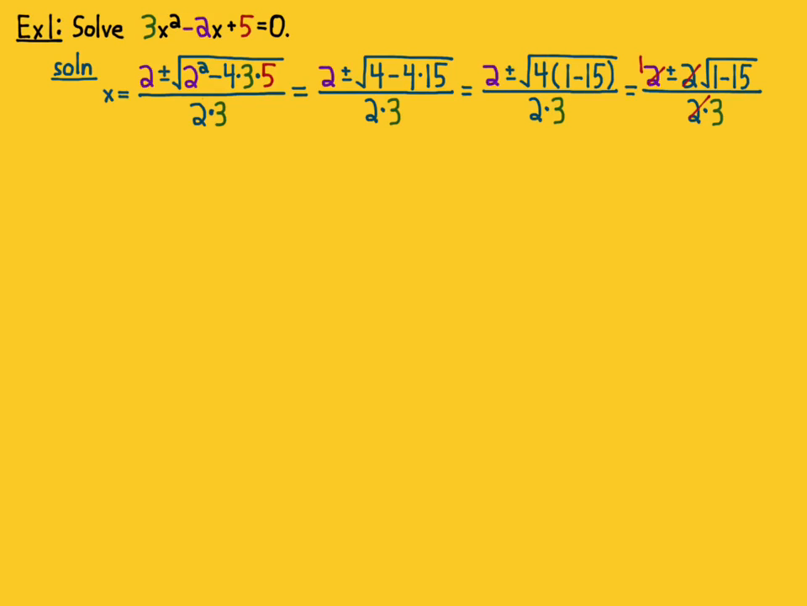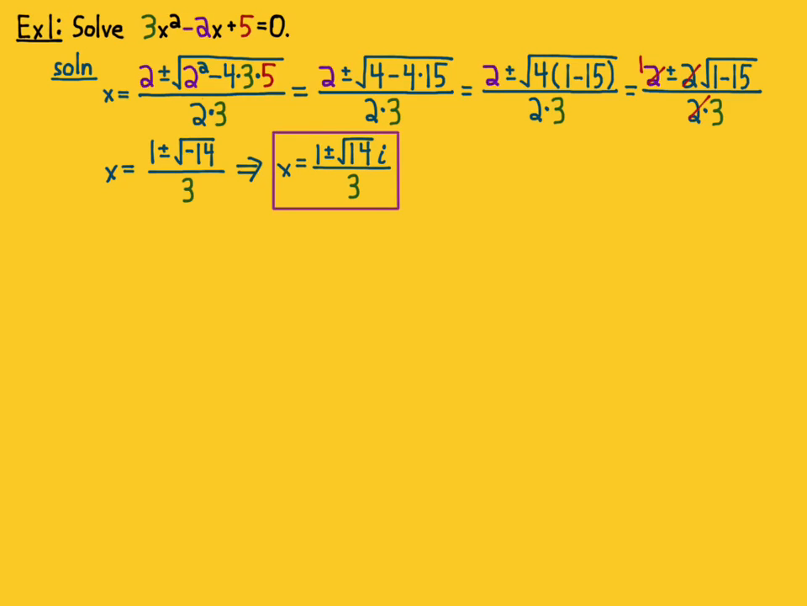Now what did I do here? I didn't just cross off a bunch of 2's. What I'm doing is the 2 on the bottom, I'm dividing the 2 2's on top by the 2 on the bottom. So I'm dividing each term on top, there's only 2 of them, by the 2 on the bottom. You can do that. So I get x equals 1 plus or minus square root of negative 14 over the whole thing over 3. And then I need to bring out that i from the square root of negative 14. So I get x equals 1 plus or minus square root of 14 i, the whole thing over 3.